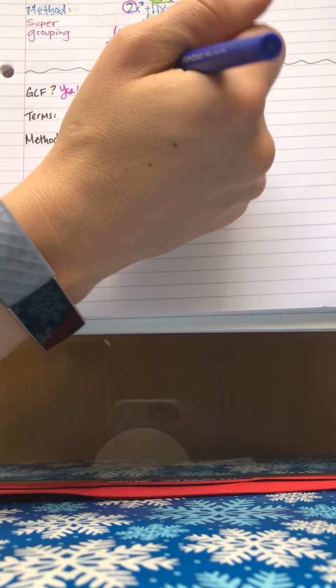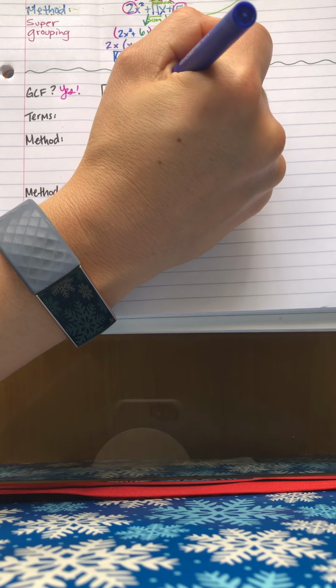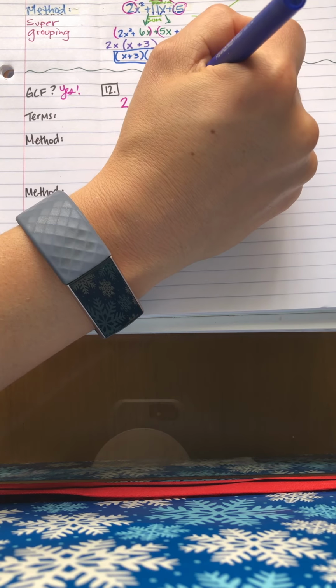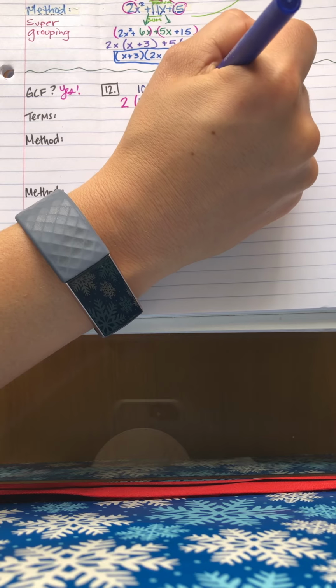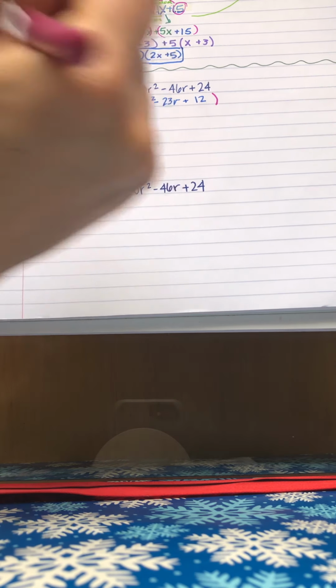When I take 2 out of 10r squared, I'm left with 5r squared. When I take 2 out of 46r, I'm left with 23r. And when I take 2 out of 24, I'm left with 12. Okay, now, based on what we have left, how many terms are there? I see 3 terms inside of this expression, which means it's a trinomial.